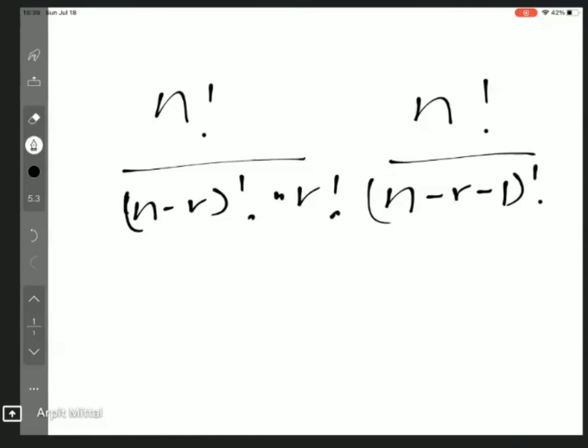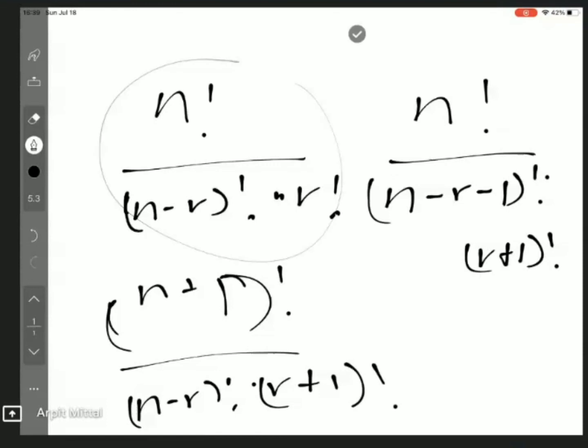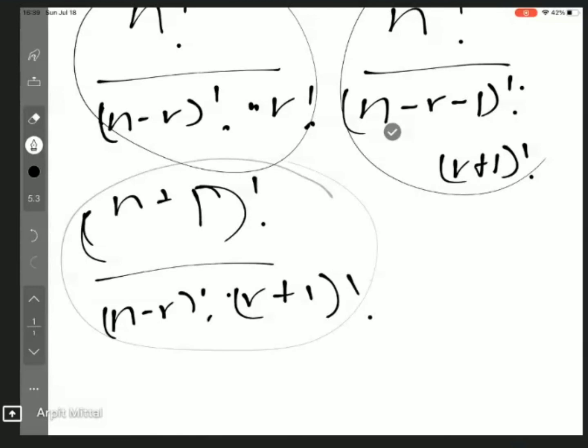plus 1 factorial. Then n plus 1 choose r plus 1 is n plus 1 factorial divided by n minus r factorial times r plus 1 factorial. So now you can verify this on your own, multiply this and this, and then soon you're going to get this. So that's an algebraic proof of this identity.